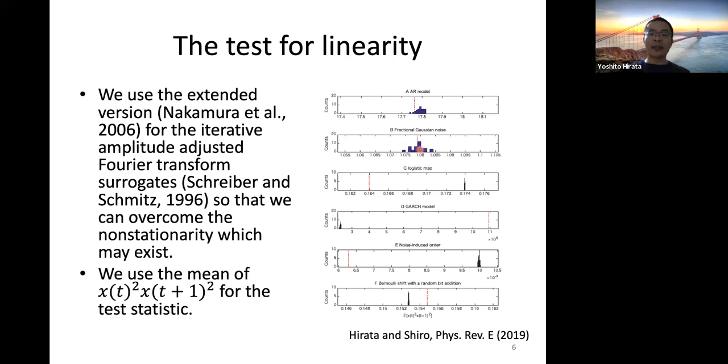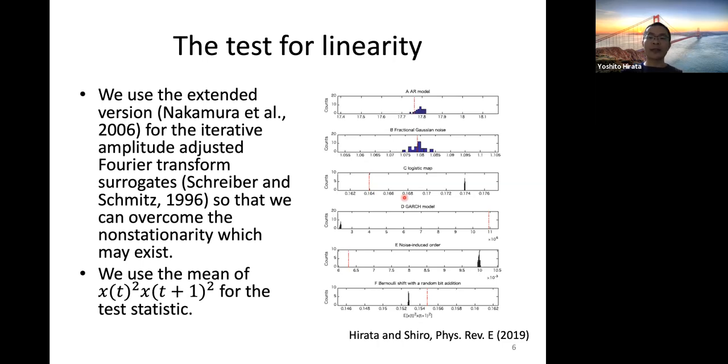So we cannot reject the null hypothesis that the underlying time series is generated from a nonlinear transformation of linear noise. But in the case of the logistic map, the GARCH model, noise-induced order, and the Bernoulli shift, the original value, shown by the red vertical line, is outside the interval specified by the minimum and the maximum of the surrogate data. Therefore, we can reject the null hypothesis, and we can infer nonlinearity in the underlying dynamics. This is the story of the test for linearity and nonlinearity.